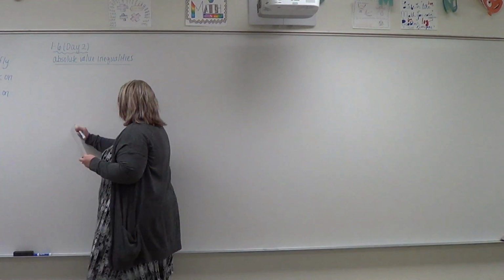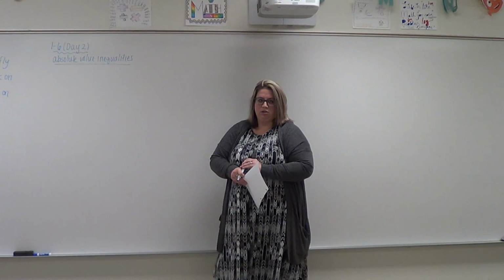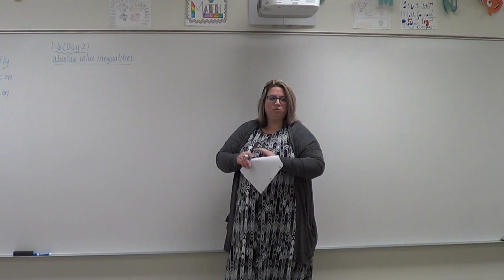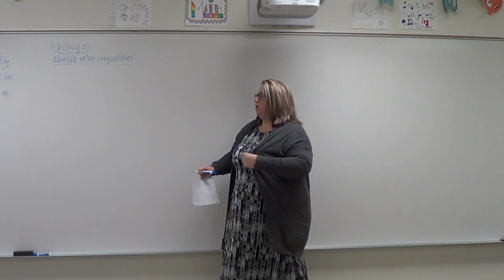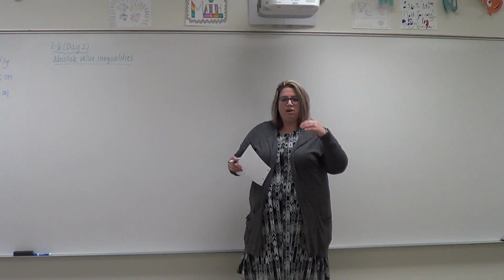Okay, with absolute value inequalities, just like with absolute value equations, you're going to have two parts. Just like we had two equations when we solved absolute values, we're going to have two parts. Now you're going to have to figure out which one's an and which one's an or. So when we do a number line, you're going to know whether or not they connect or whether or not they go away.